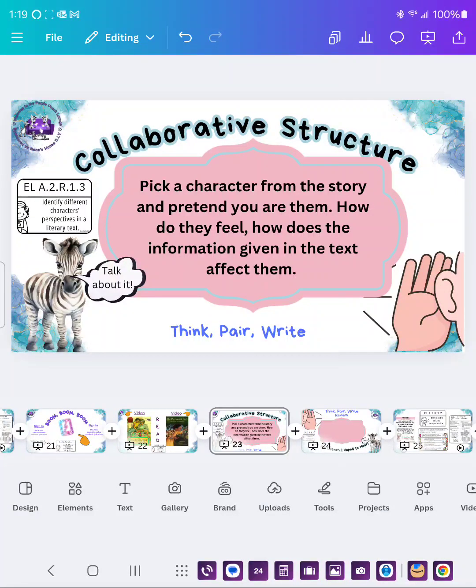This is such an important standard. ELA.2R.1.3. Identify different character perspectives in a literary text. What exactly does that mean?